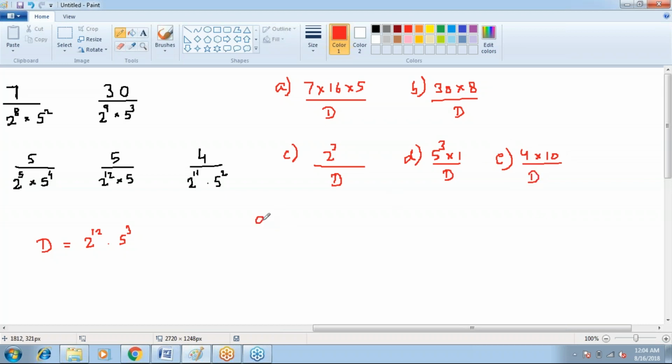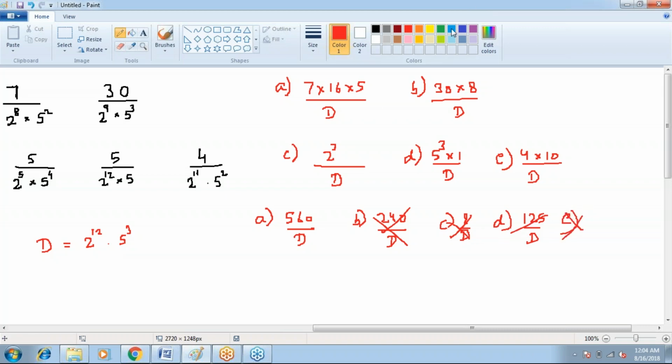Now let's look at the numerators. The numerator of A is a very long number: 16 into 5 is 80, 80 into 7 is 560 upon d. Second option is 240 upon d, so definitely this is not the largest. Third option is just 8 upon d, very small. Fourth option is 125 upon d, very small. And fifth option is also small. So the first option clearly becomes the winner, the answer. This took more time to write, but if you understand the idea, it will actually take very little time to do.